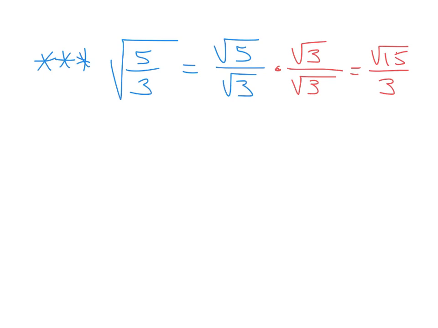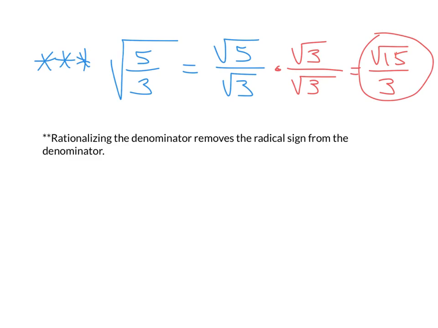Now, I can't divide a radical by a non-radical, so I can't simplify that into 5 or anything. But that's my answer. There's no square roots in the denominator, so the world is happy and awesome. So rationalizing the denominator removes the radical sign from it, and then we can be happy about that.